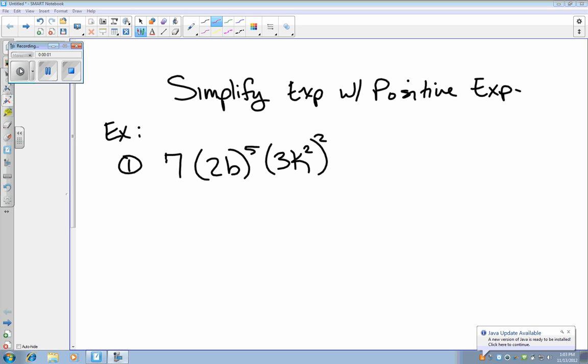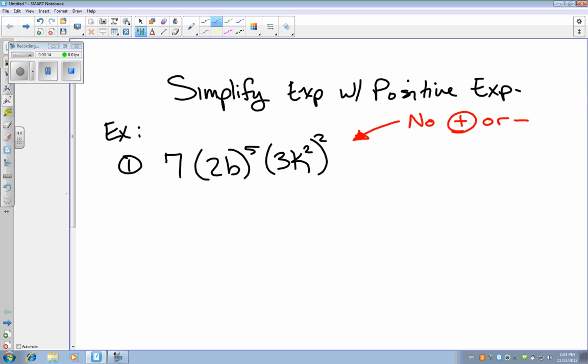Okay, if I'm being asked to simplify an expression with exponents, the first thing I want you to notice in this problem is there are no pluses or minuses. No pluses, no minuses. And so there's not going to be any pluses or minuses in the answer. So the first thing I notice is this is to the fifth power. There's a couple ways to handle that.